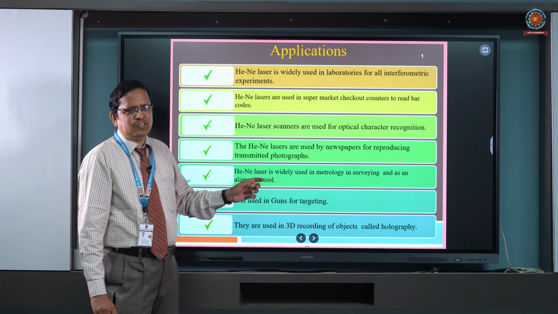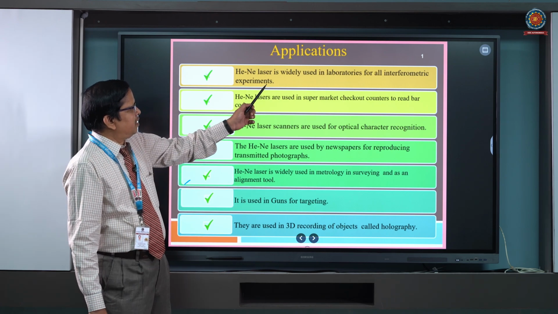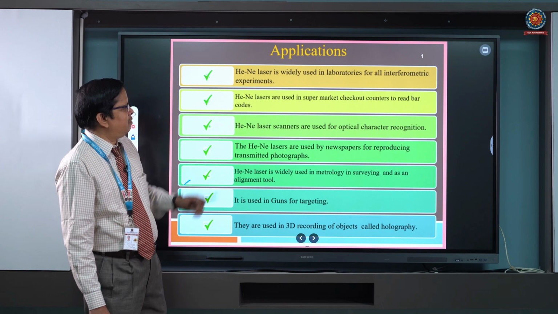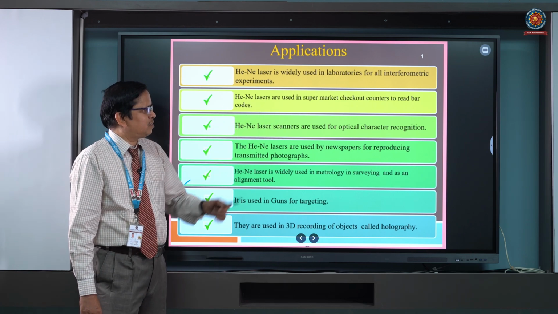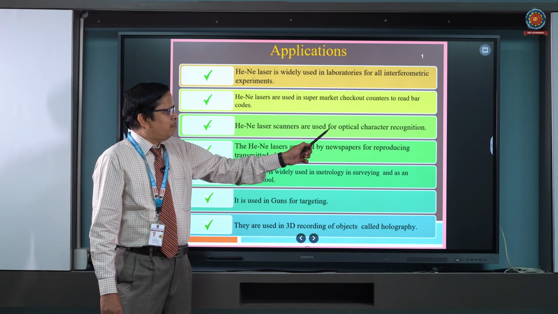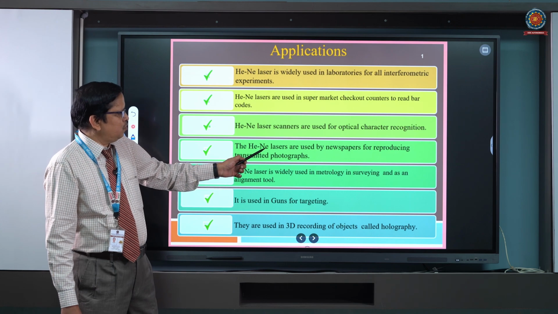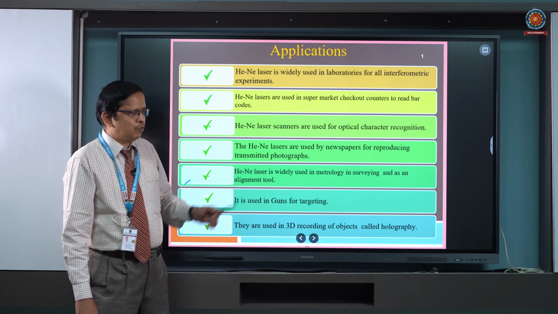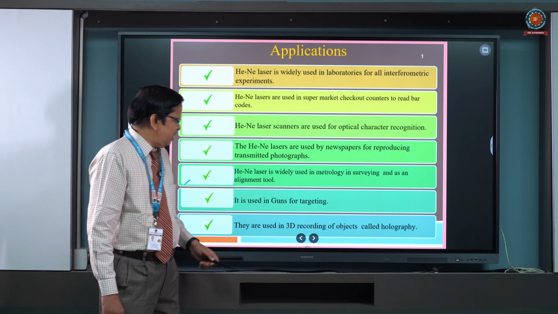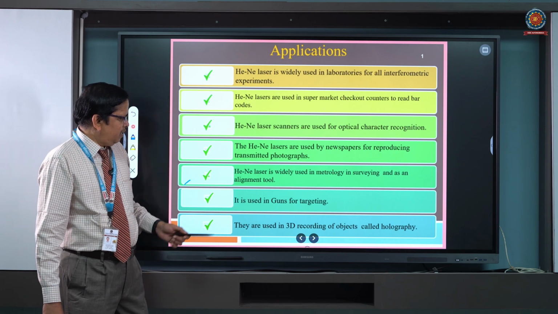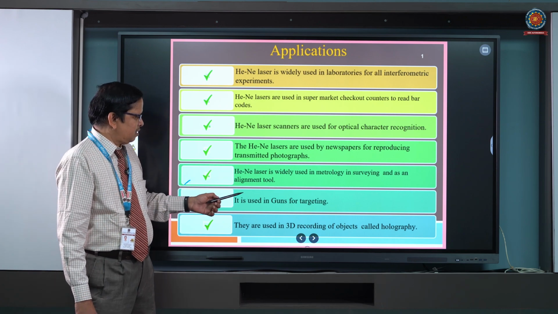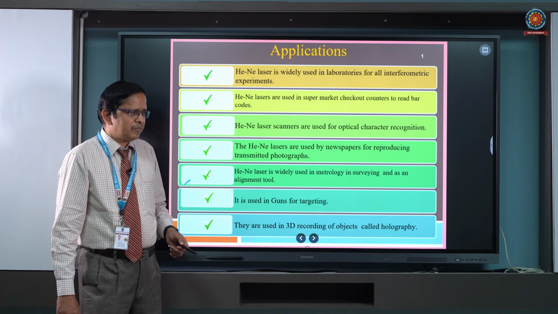Okay, now I will explain the applications of the helium neon laser. The applications are like this. The first application is they are used in laboratories to conduct interferometric experiments. Helium neon lasers are used in supermarket checkout counters to read the barcodes. The helium neon laser scanners are used for optical character recognition, and helium neon lasers are used by newspapers to reproduce transmitted photographs. And then we can use the helium neon laser in metrology for surveying and as an alignment tool. Then we can use it in guns for targeting. So to target an object, we use a laser beam along with a gun. So that is one application.